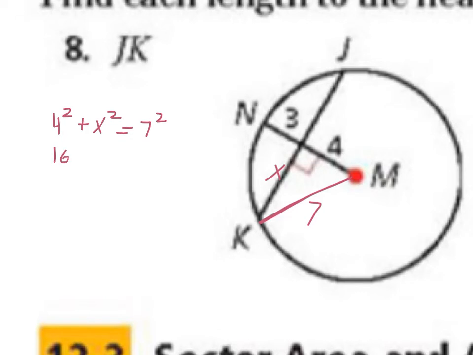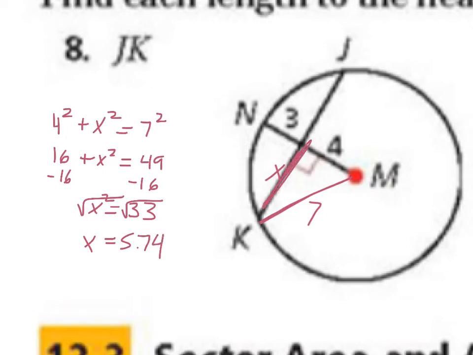So 4 squared is 16 plus x squared is equal to 49. Then we subtract 16 on both sides. So x squared is equal to 33. And then we need to take the square root of both sides. And we get x is equal to 5.7, I believe. Let me do it in my calculator. I got 5.74. Perfect, 5.74.